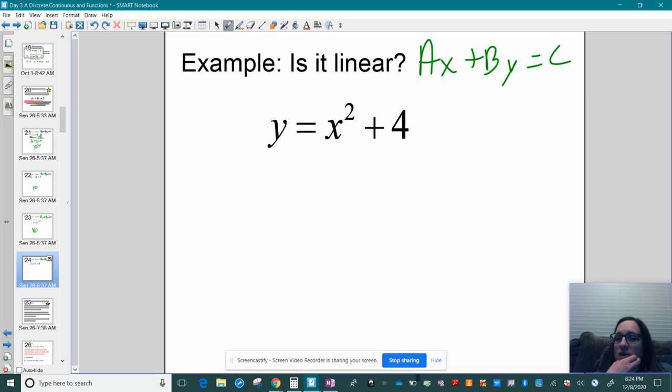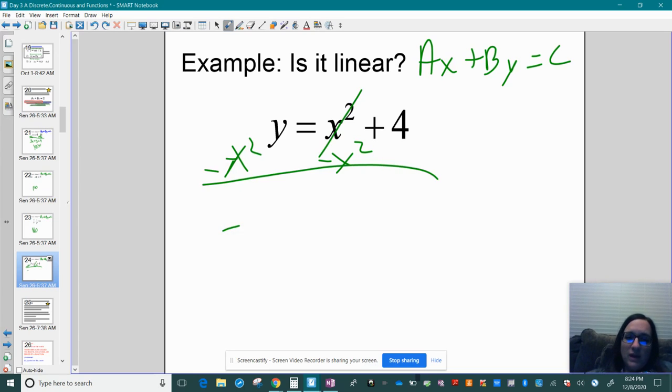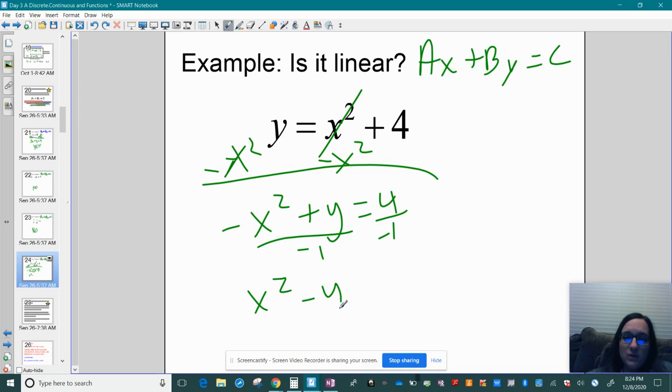We do have a y. We could subtract x squared from both sides. But then we'd end up with a negative x squared plus y is equal to 4. We could get rid of the negative and divide everything by a -1, which would leave us with x squared minus y is equal to -4.